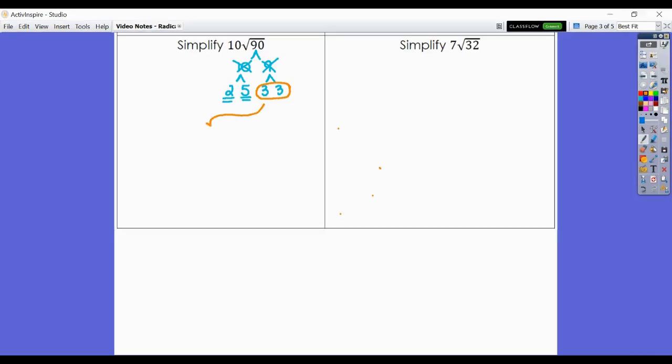Pairs come out in front of our radical. Every time we have a pair, we represent it once with the number that was paired, which was 3. And then inside, we have 2 that was left solo and 5 that was left solo.